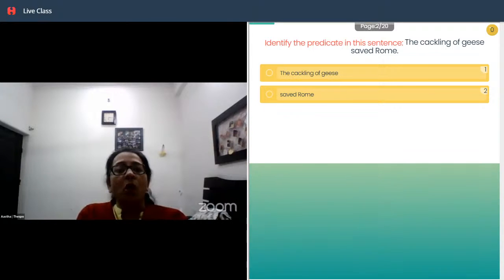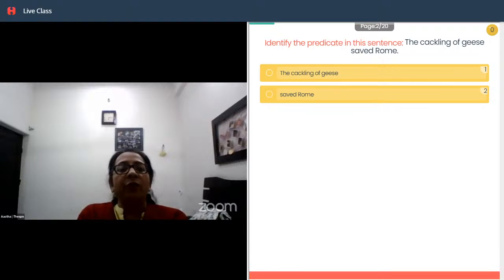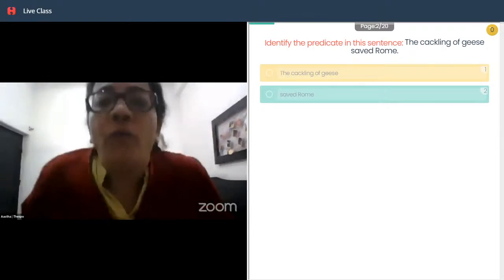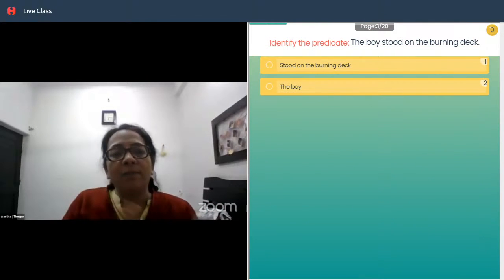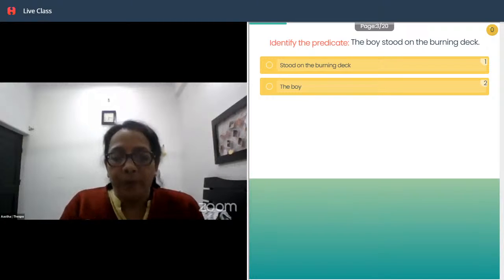The cocking of geese saved Rome. So we are referring to what? Saved Rome is subject or the cocking of geese? Yes, that's right. We're talking here about saved Rome. That's the predicate we have here. The cocking of geese is my subject, and the predicate here is saved Rome. Next.